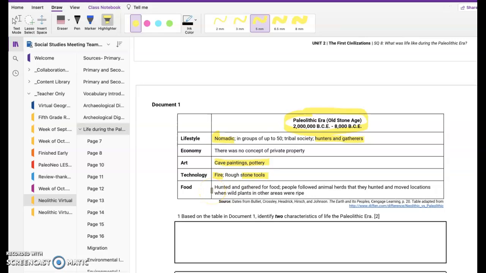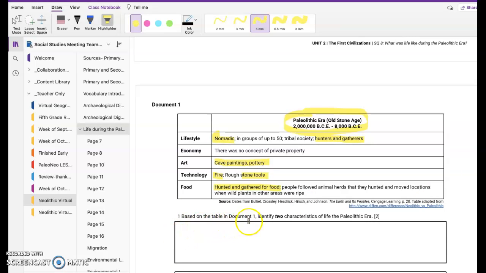And next we have food. So they hunted and gathered for their food, which is important. Remember our nickname that we gave them. And people followed animal herds that they hunted and moved locations when wild plants in other areas were ripe. So think of migration. Now, number 1 is our question down here.